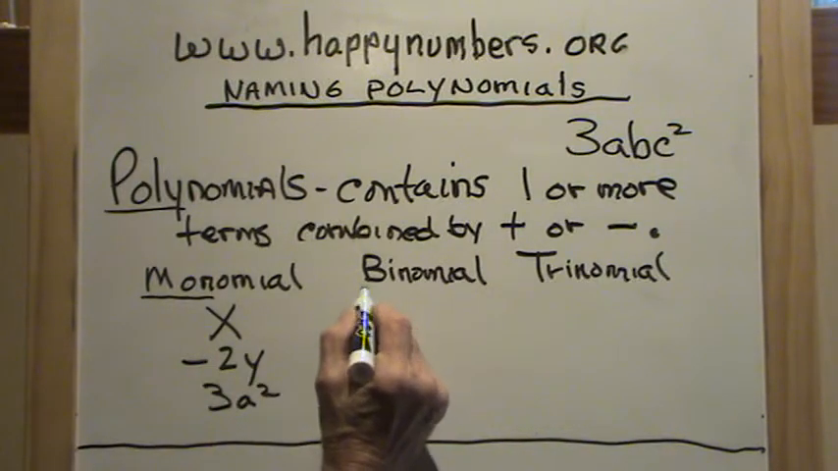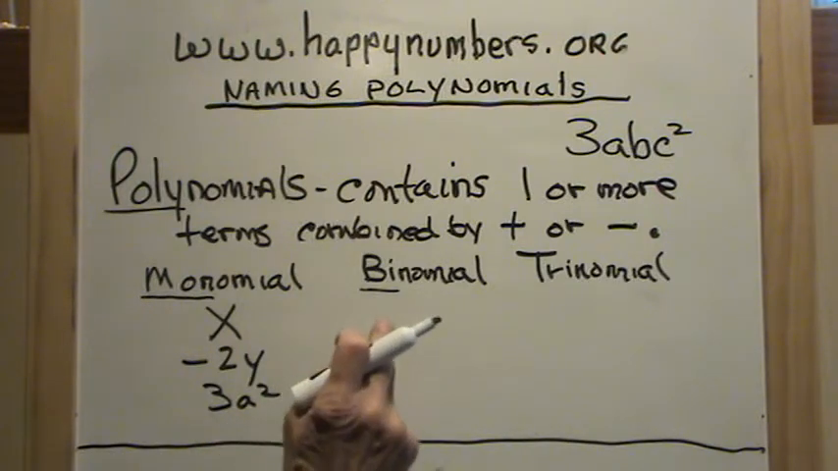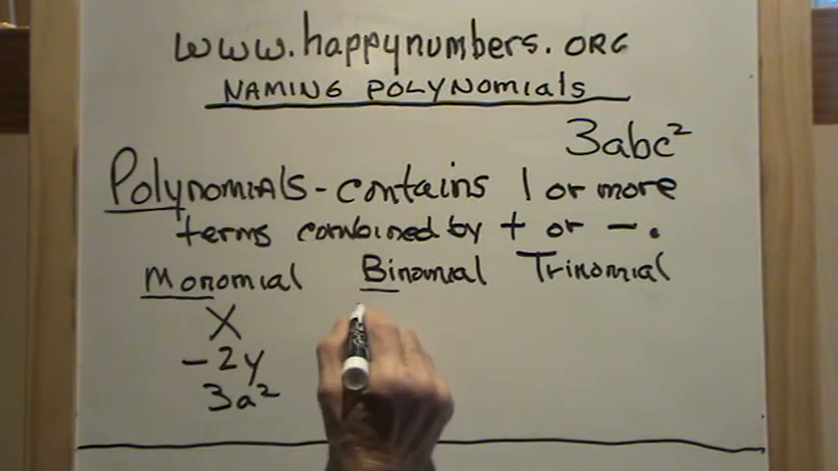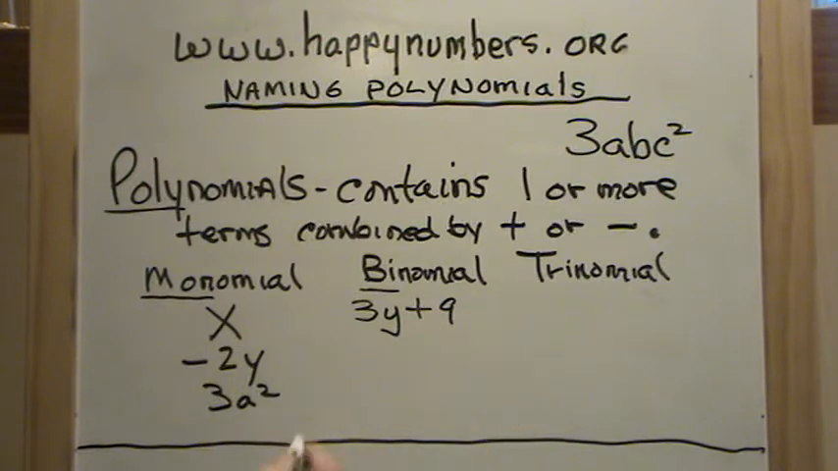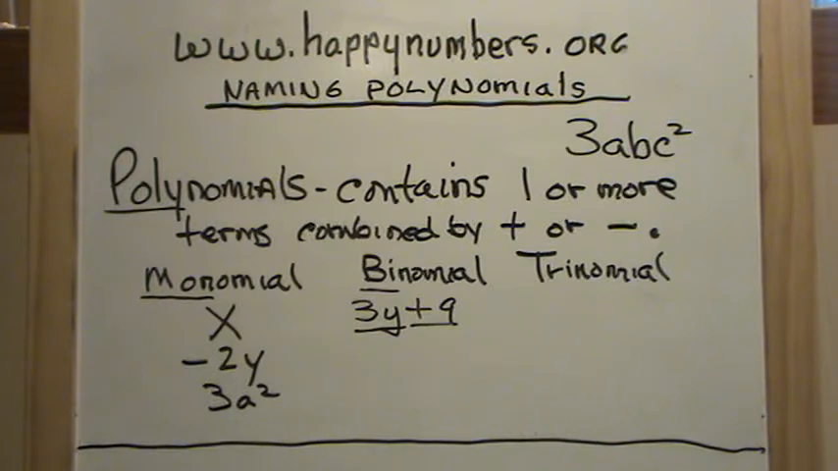Now, the word bi means two, like a bicycle has two wheels, or if you bisect something, you cut it in half. So a binomial has two terms. So here's some examples. 3y plus 9. This is a term, and positive 9 is a term, so that's two terms.